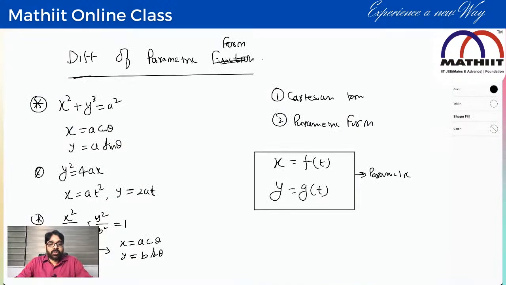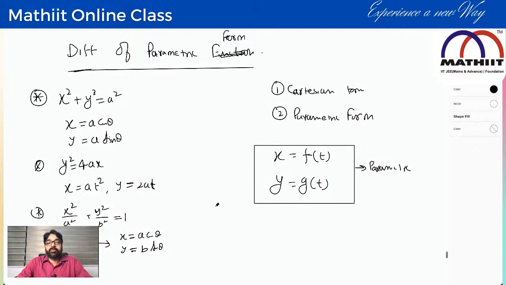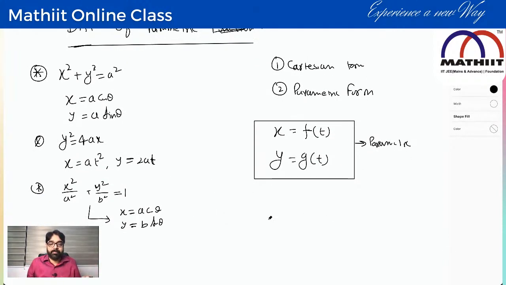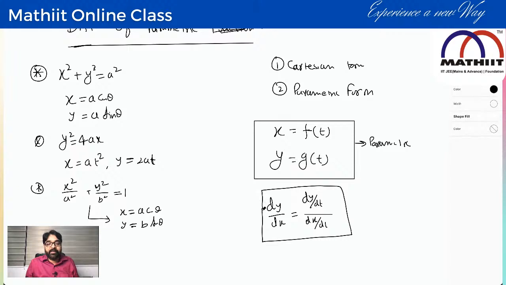Good. So how to do differentiation of parametric? It's very simple. dy by dx equals the derivative of y, but y is a function of t, there is no x here. So differentiate y with respect to t, dy by dt, divided by the derivative of x with respect to t, dx by dt. Obviously, you can easily understand that this dt gets cancelled. It's equivalent to dy by dx only. So dy by dx is equal to dy by dt divided by dx by dt.